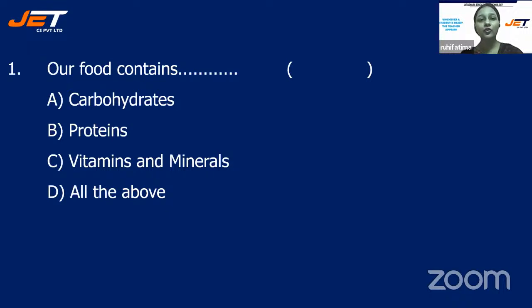So here we have a few questions. Children, you have to answer them and I'll give you 30 seconds to answer, and after that, we will discuss the correct answers. Our first question is, our food contains dash. Your options are carbohydrates, proteins, vitamins and minerals, and all of the above. I'm giving you 30 seconds to answer this question. Kindly drop your answers in the chat box. I'm very eager to know that. Your time starts now.